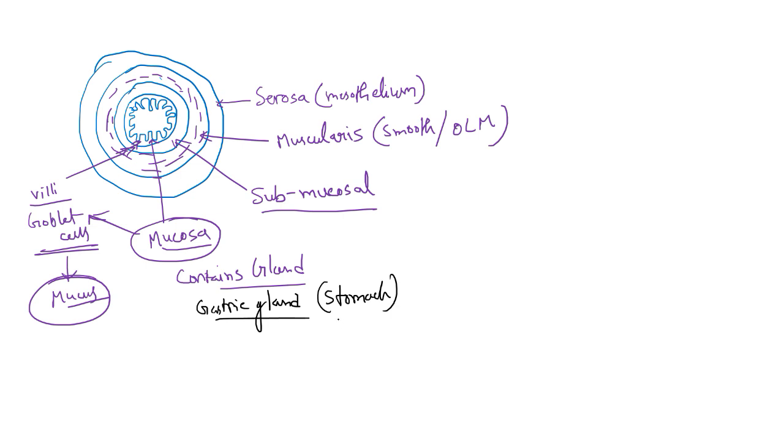And crypts are found in villi. Crypts are another kind of glands found in the villi of the intestine. And when we talk about the different layers, serosa, muscularis, submucosa and mucosa, these are the normal layers. But in the stomach, as the stomach contains acid, to protect the stomach's internal lining, there is an extra layer present. And also an extra layer of muscle is present, the oblique muscle.